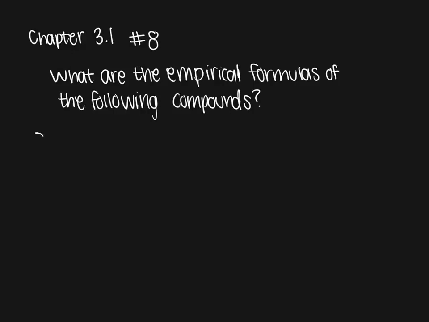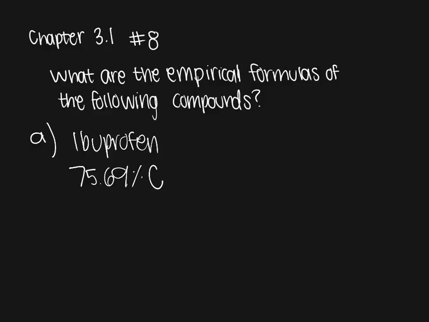So problem A gives us the compound ibuprofen. It also gives us the percents of the three different elements that make up ibuprofen. So it has 75.69% carbon, 15.51% oxygen, and 8.80% hydrogen. All of these percents add up to 100%.